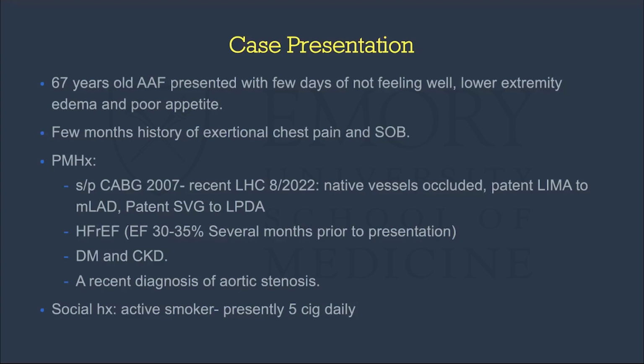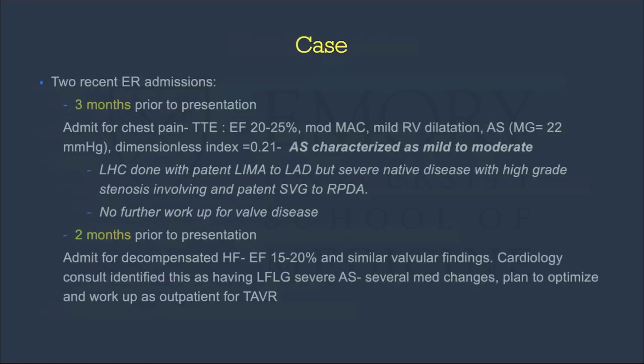She also has a history of heart failure with reduced ejection fraction, with an EF of 30 to 35%, and this was several months prior to presentation. Also a history of diabetes and CKD. She also had a recent diagnosis of aortic stenosis, and she's currently an active smoker, but she had cut down to 5 cigarettes daily.